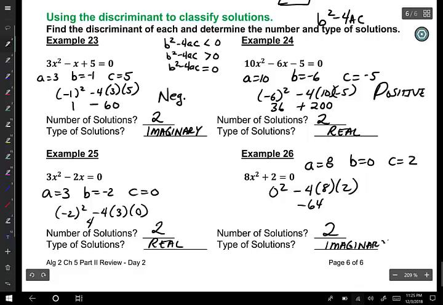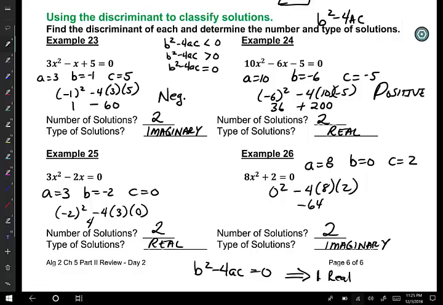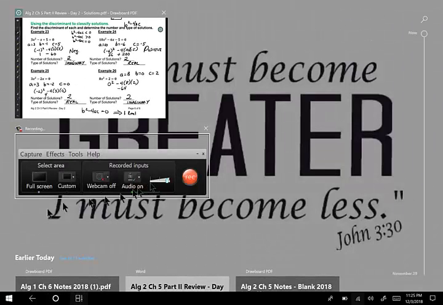Now, in none of these cases that we did on these four examples did we end up getting b squared minus 4ac equal to 0. Just as a reminder, if b squared minus 4ac is equal to 0, the result is you have one real answer. All right, I hope this helps in terms of understanding what we've been doing. We're going to stop the recording here and go from there.